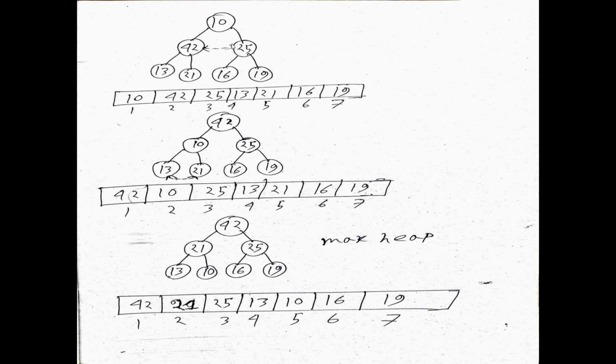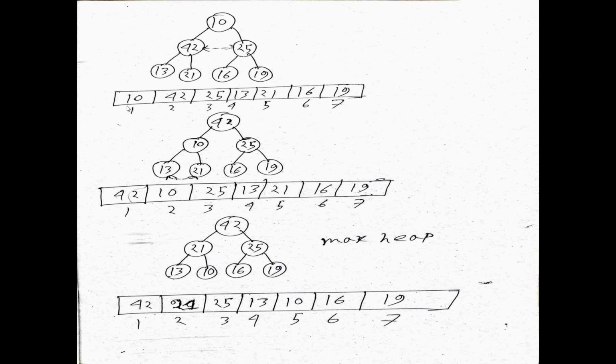Next is 10. Now again we check whether it is a max heap or not. No, it is not a max heap because 10 is smaller than both children 42 and 25. Now the same rule is applied. What does the rule say? The deletion rule says compare the two children of the root and find which is greater. Compare 42 and 25. 42 is greater. Swap with the greater child. 42 goes here, 10 goes there.